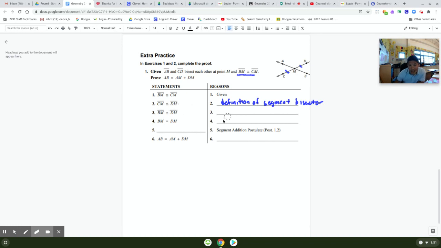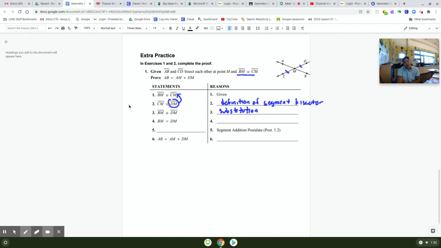Kind of like the last example as well, you can use one of two things here. You could use the substitution property, because if segment BM is congruent to segment CM is congruent to segment DM, you could substitute segment DM in for segment CM since they're congruent. So again, you could either say substitution or you could actually also say the transitive property.